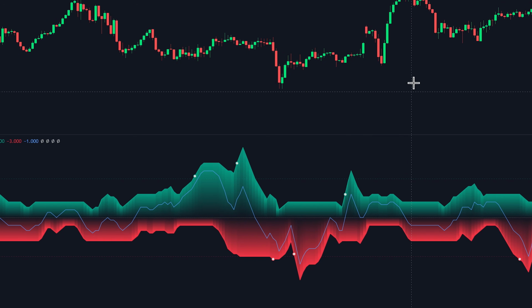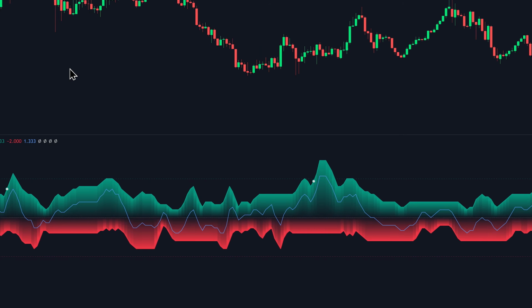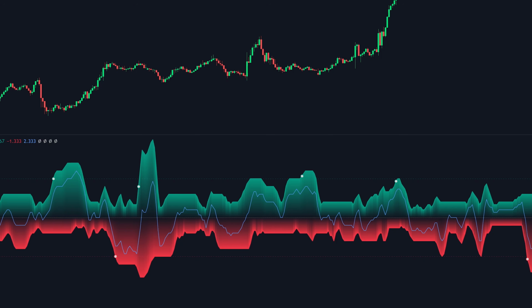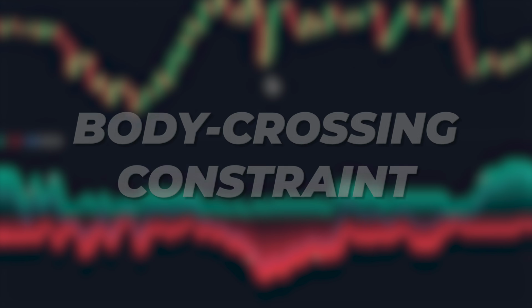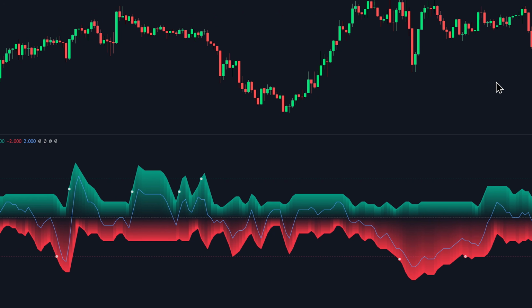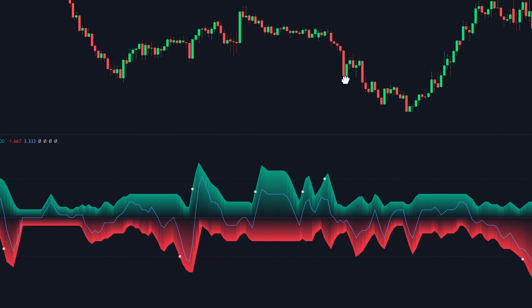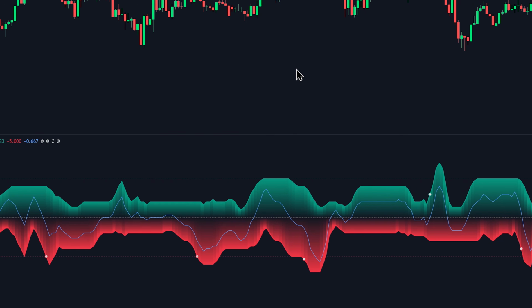This matters because wicks often show where strong buyers or sellers actually stepped in. Now, to make those levels more reliable, the script uses a body crossing constraint, which means the liquidity levels stay outside the highest and lowest candle bodies in the window. That way, it is not just drawing random lines. It is isolating levels where price was tested but not sustained.